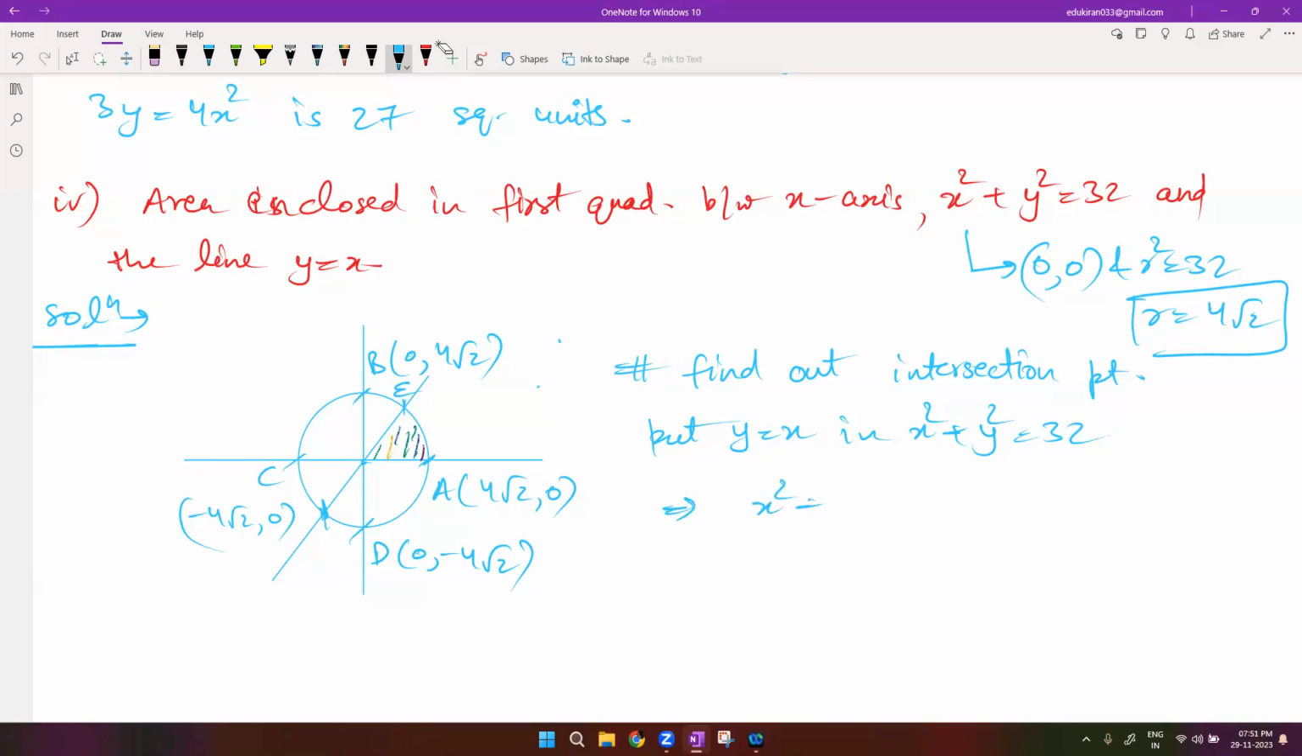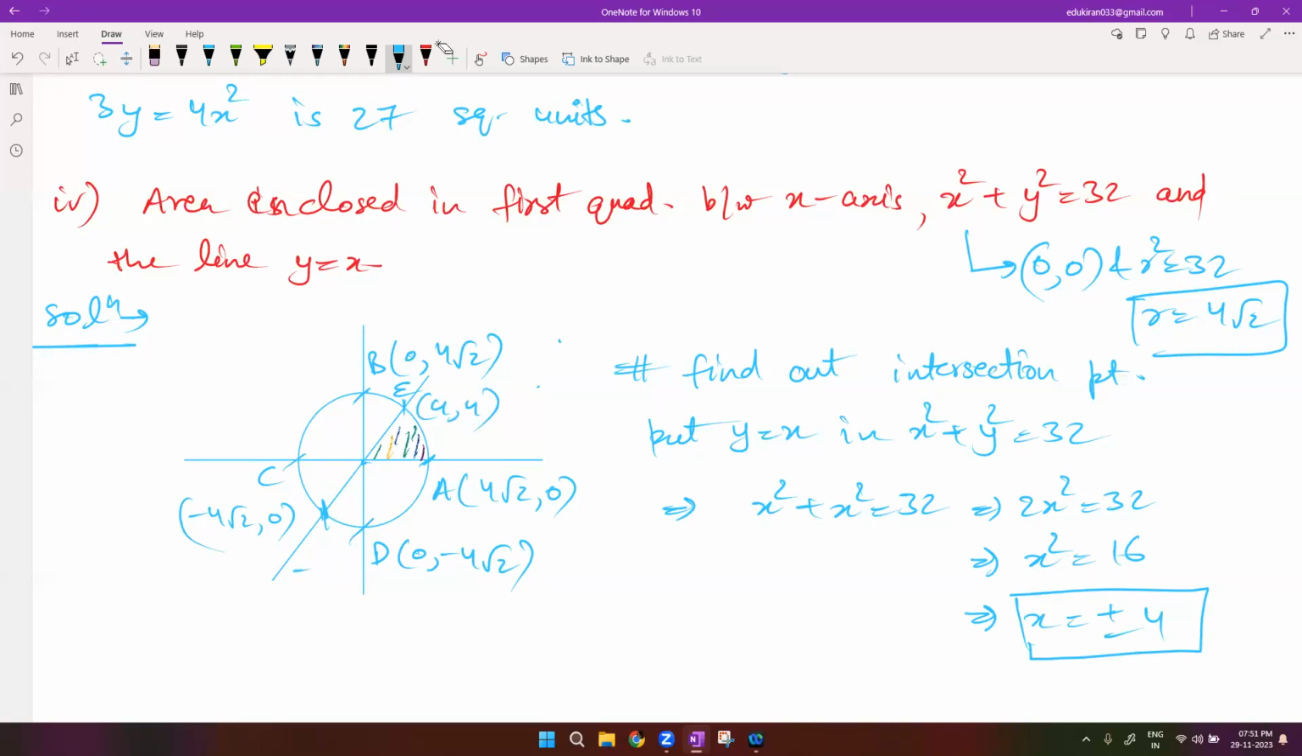So this is x square plus x square equals 32. It means that 2x square equals 32. It means that x square equals 16, which means that x is plus minus 4. So one point E is (4, 4). And this point should be (minus 4, minus 4). If I call this point F, although I don't need it, yes, this point is (minus 4, minus 4), and this point is (4, 4).